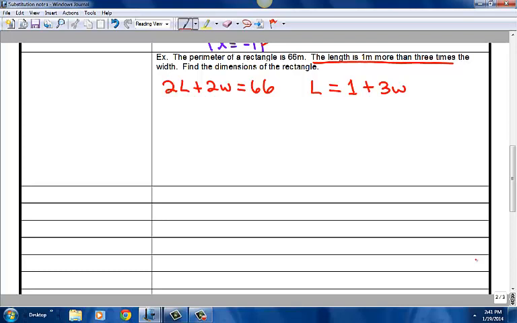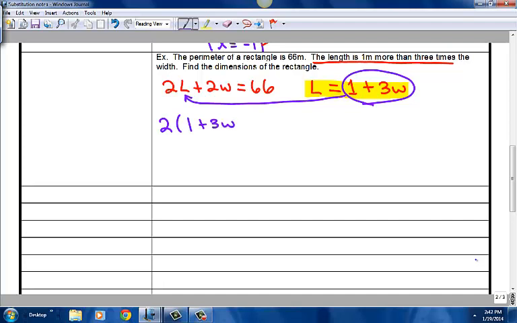Substitution is going to be a great option to solve this system because look at the second equation. L is already solved for. It's all by itself on the left side of the equal sign. So I can simply take this stuff right here, because that's what L is equal to, and I'll plug it into the first equation everywhere I see an L. Substitute it. So instead of 2 times L, I'll write 2 times (1 plus 3W). Then bring down the rest, the 2W and the 66. Use that distributive property and solve for W. You'll notice it's the only variable left in the equation.